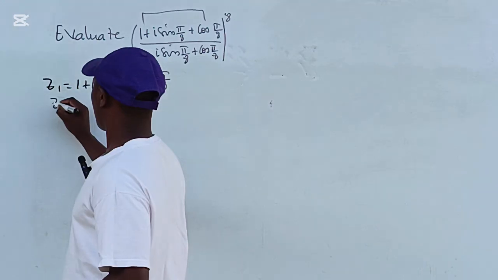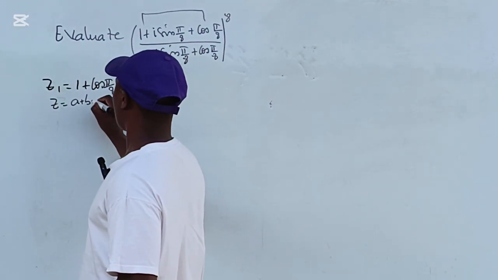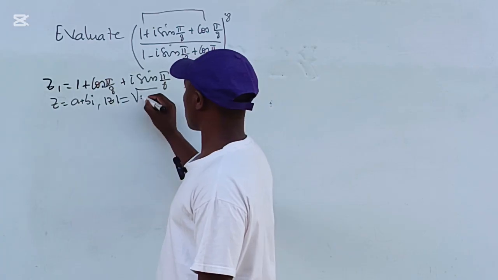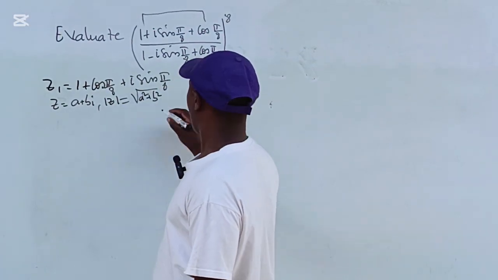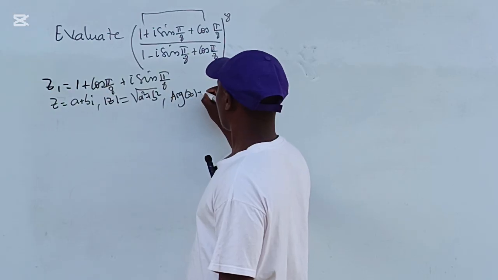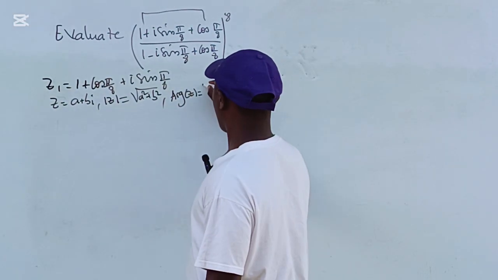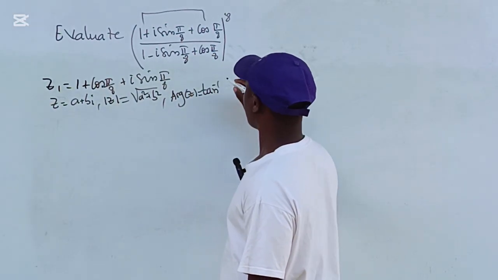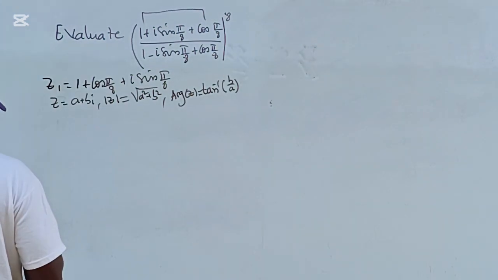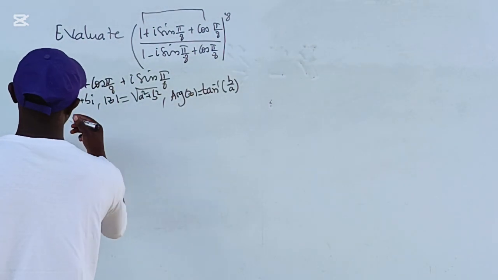We know that for z, which is a plus bi, its modulus is the square root of the square of a plus the square of b, and the argument of this z may be written as the inverse tangent of b over a. Okay, now let's find the modulus.